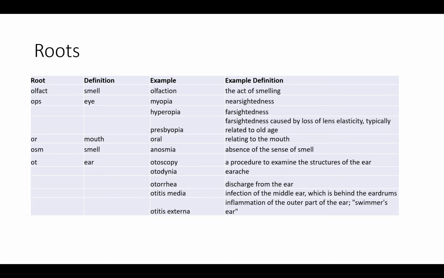Ot means ear. Otoscopy is the procedure to examine the structures of the ear with an otoscope. Otodynia is an earache. Otorrhea is discharge from the ear. Otitis media is an ear infection, specifically infection of the middle ear behind the eardrum. Otitis externa is inflammation of the outer part of the ear, also called swimmer's ear.